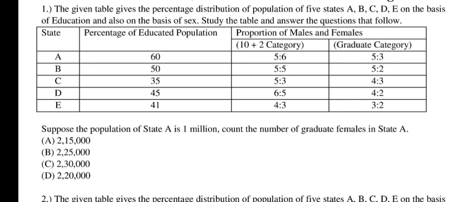So in 10 plus 2 category, 5 ratio 6, 5 ratio 5, 5 ratio 3, 6 ratio 5, 4 ratio 3. Graduate category 5 ratio 3, 5 ratio 2, 4 ratio 3, 4 ratio 2, 3 ratio 2. So this is the table that we have got. Study the table. If you want to pause the video, then do it. But do not proceed without studying the table.